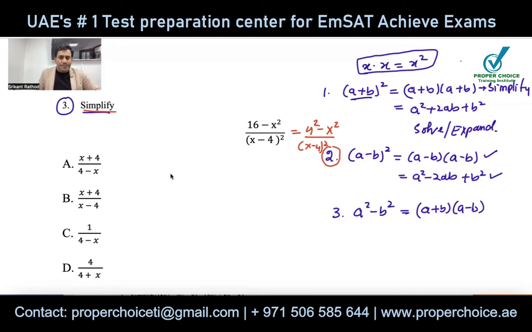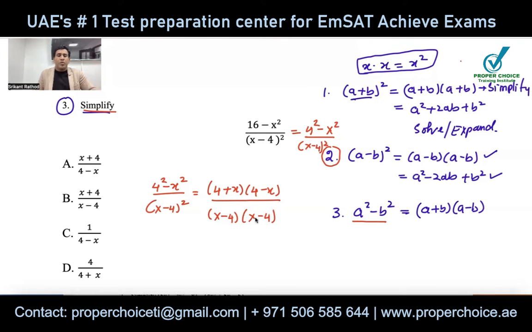So let me write it down here. The numerator becomes 4 square minus x square; as per the third identity, first term square minus second term square, I can write it as 4 plus x times 4 minus x. That's what I'm expanding as per the third identity. And the denominator here is x minus 4 times x minus 4. That's it. Now what next?